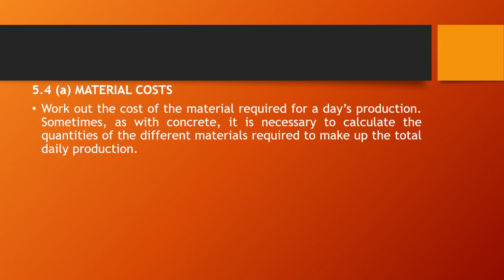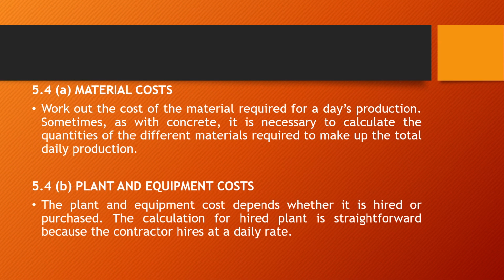Let's look at the material. You have to work out all the material required for the day's production. If you're doing concrete, you may have to calculate the amount of sand that goes into 1 cube of concrete, the amount of stone, the amount of crusher dust, if you're going to be using crusher dust, and the amount of cement. But don't worry, when we get to the calculations, which will be next week, I will show you guys how to calculate these things. I will take you step by step how to calculate all this material cost.